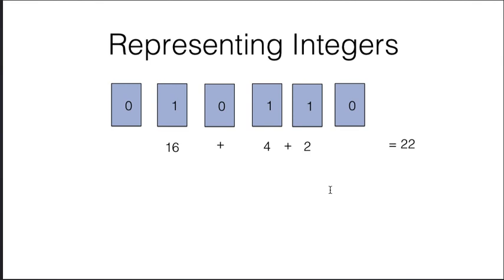Okay. Here, 010110 is 16 plus 4 plus 2. This gives us 22. So if we need a computer system, a binary system that stored integers, we could use something like this.